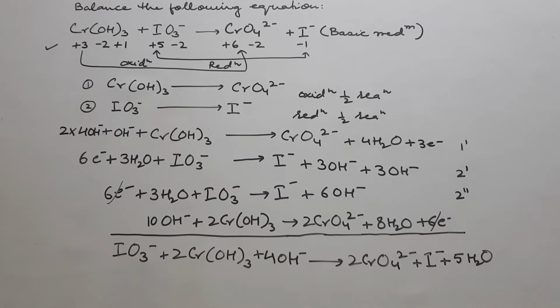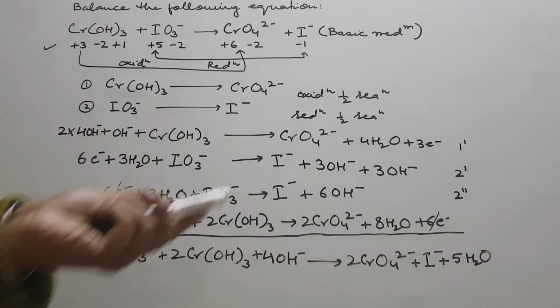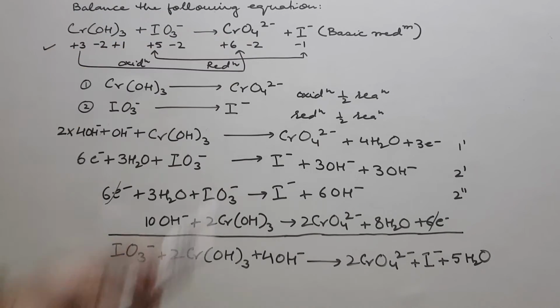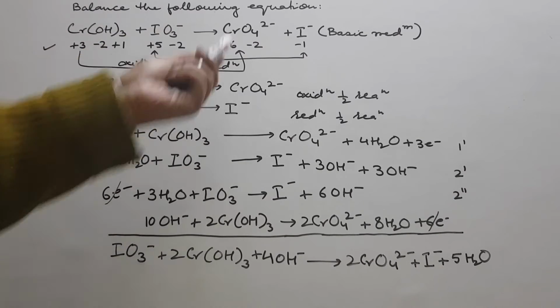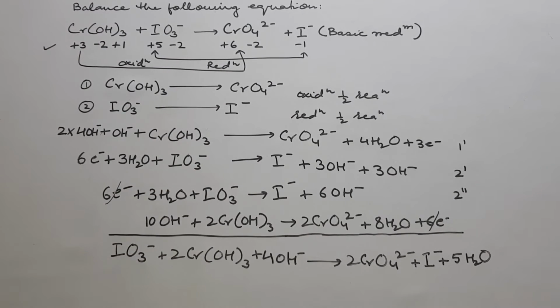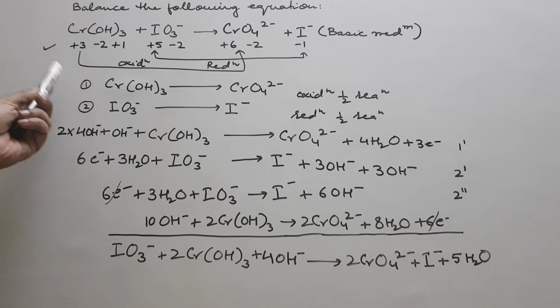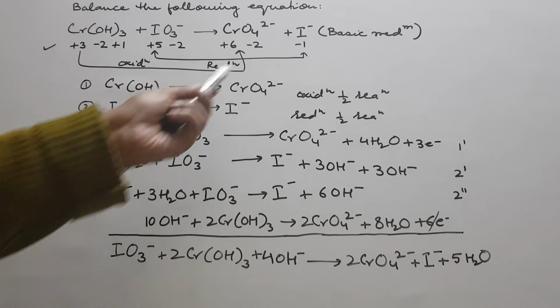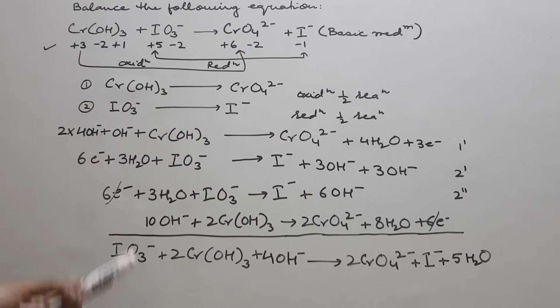So children, you see, this way I have been able to balance the equation. I repeat, I was given this equation, I had to balance this. I first wrote the oxidation numbers, then I found out that Cr goes to Cr plus 6, got oxidized, and IO3 minus goes to I minus, it is reduction. I framed two half reactions, this goes to this, and IO3 goes to I minus, two half equations. Then I was balancing each one after the other.